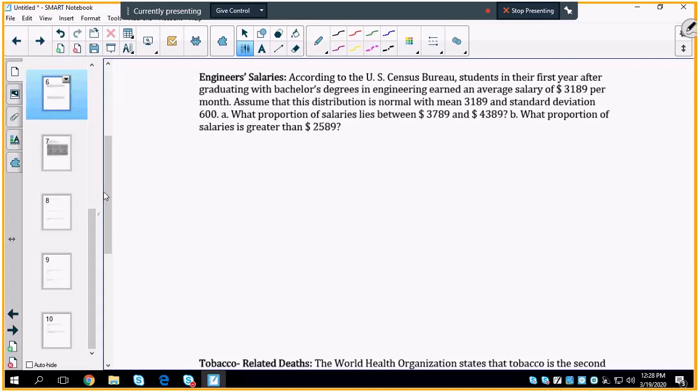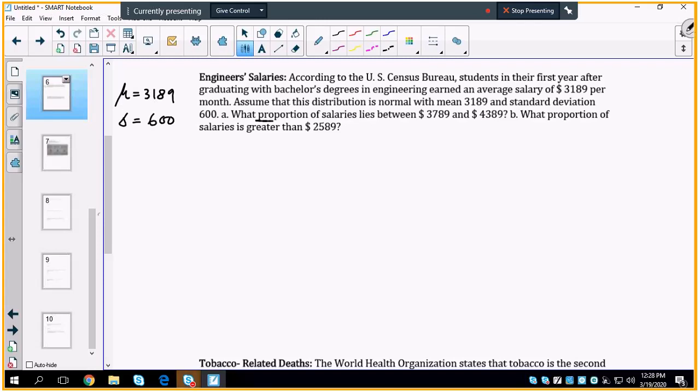Engineers' salaries. According to the US Census Bureau, students in their first year after graduating with bachelor's degrees in engineering earned an average salary of $3,189 per month. So this is the mean. I will say mean is 3189. Assume that the distribution is normal, so I can use the empirical rule, with the mean of 3189 and the standard deviation of 600. So sigma is 600. What proportion of salaries lies between 3789 and 4389?